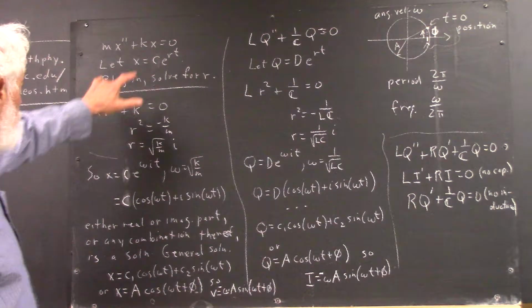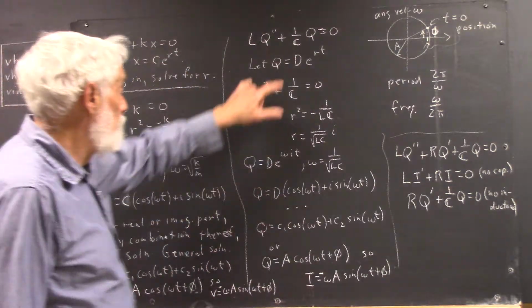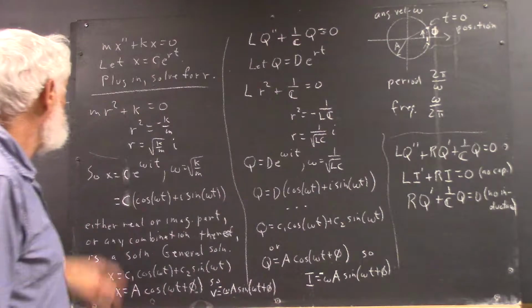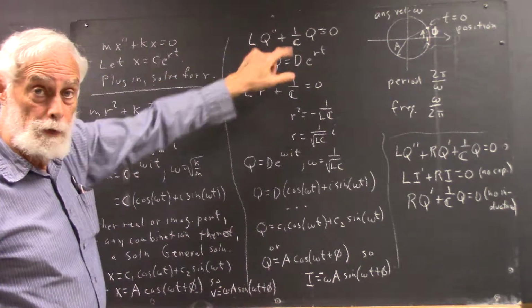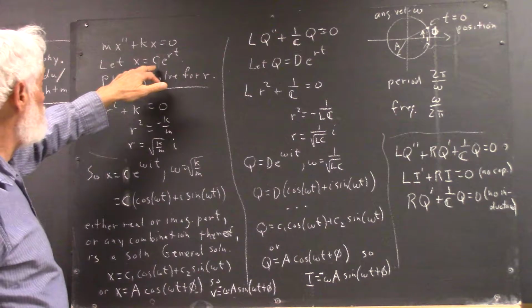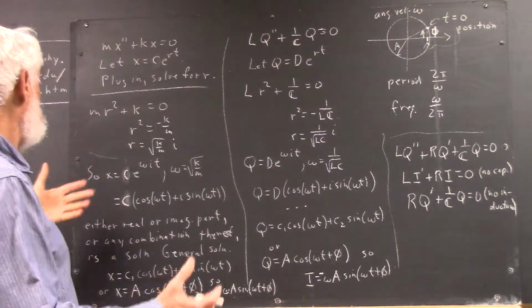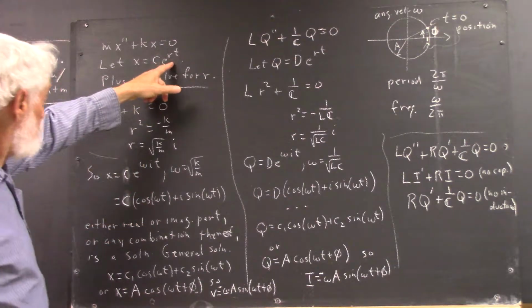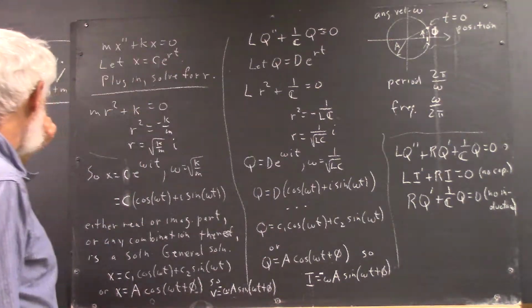Okay, well, we have this equation for the mechanical system, this equation for the LC circuit. Okay, this for a simple harmonic oscillator, this for an LC circuit. We solve this equation, we just let x equal c e to the rt, plug it in, and solve for r. Then we use that solution, plug it in here, and see what we've got.